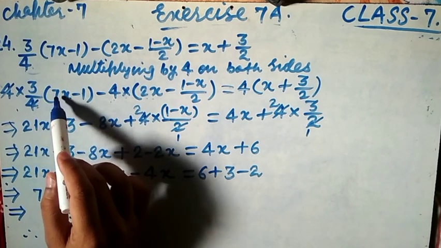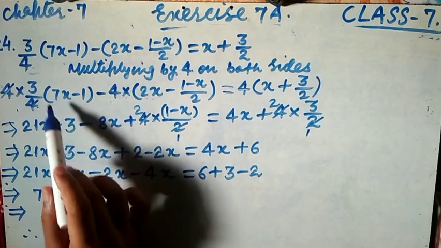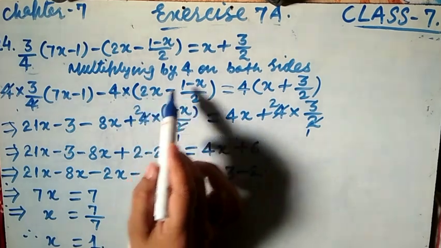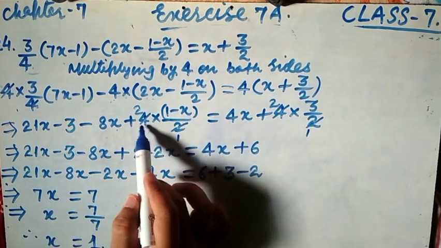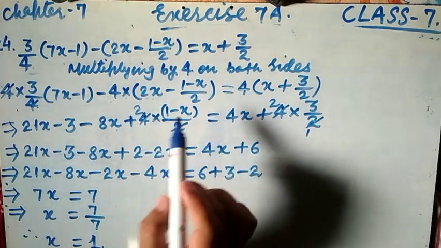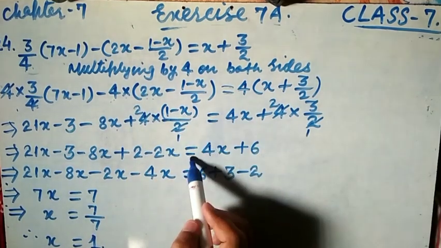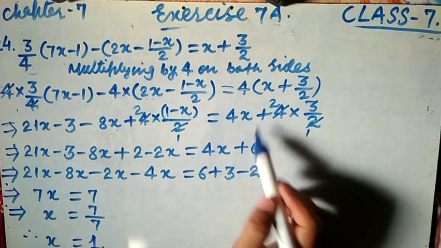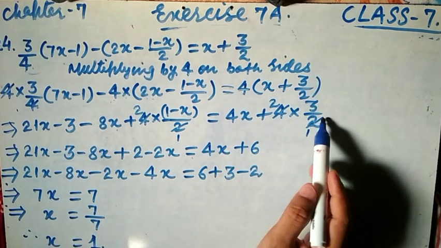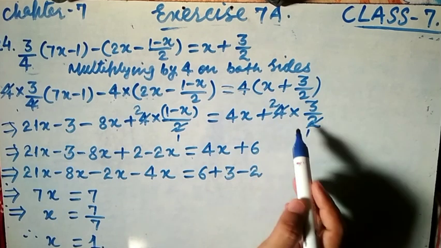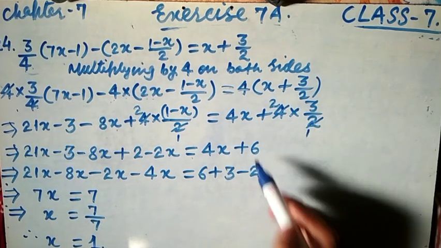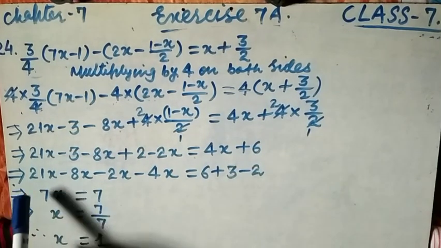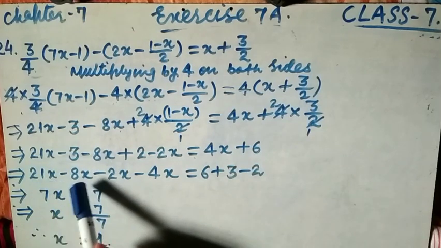3 multiplied by 7x is 21x, minus 3. Then 4 times 2x is 8x, minus 8x. Now this 4 is multiplied by the term 1 minus x divided by 2: 2 twos are 4, so here is the 2 and 1 minus x as it is, minus 2 times 1 minus x. The right-hand side is 4 multiplied by x, 4x, plus 4 multiplied by 3 by 2: 2 ones are 2, and 2 twos are 4, so 2 multiplied by 3 is 6. Now friends, see, this 21x is here, minus 8x.